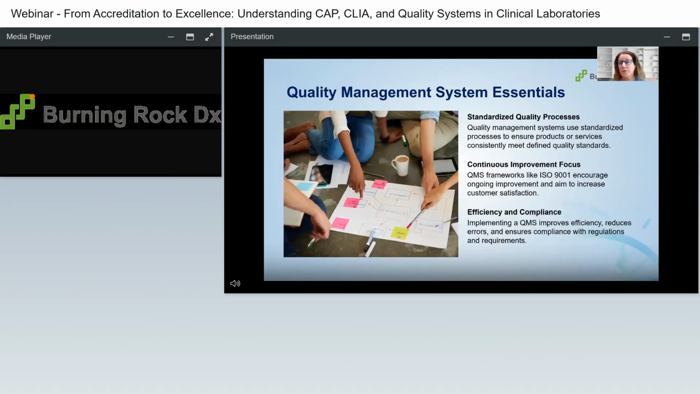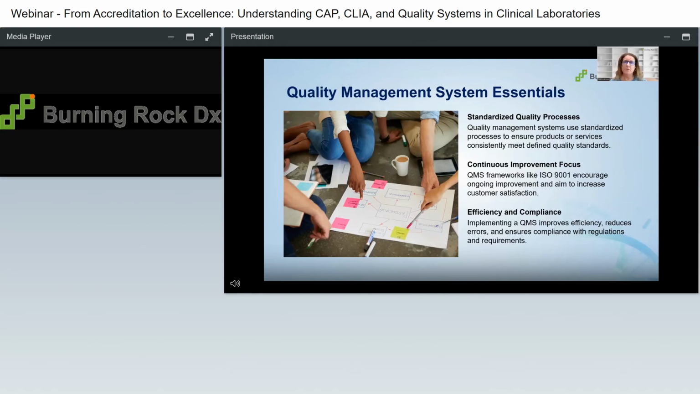Okay, what are the essentials of a good QMS system? So one of the most important things is that it standardizes our quality processes. So we know that every sample that comes in is treated the same way, goes through the same rigorous testing, meets the same quality standards at each level of testing, and it ensures that we're meeting both regulatory requirements and client needs. It should be a dynamic system.